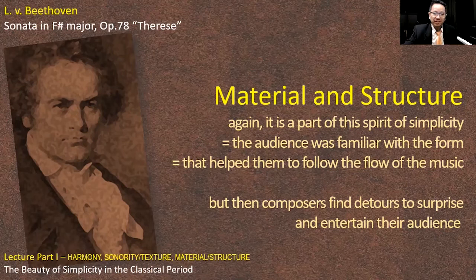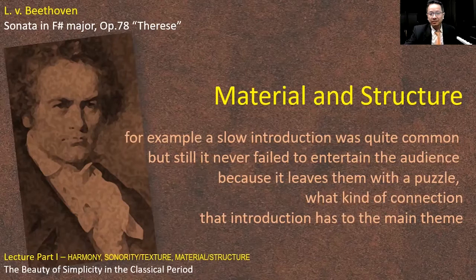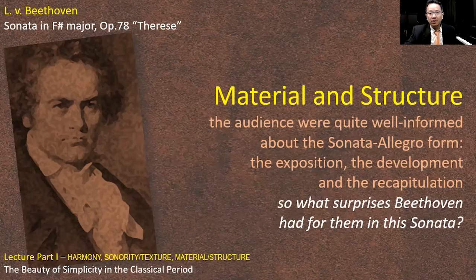For example, a slow introduction was quite common, but still it never failed to entertain the audience because it leaves them with a puzzle. What kind of connection does the introduction have to the main theme? The audience were quite well informed about the sonata allegro form, the exposition, the development, and the recapitulation. So what surprises did Beethoven have for them in this sonata?